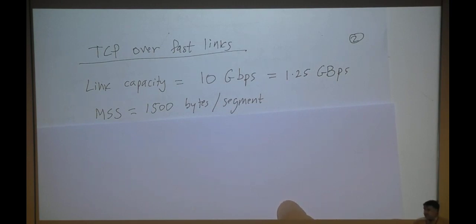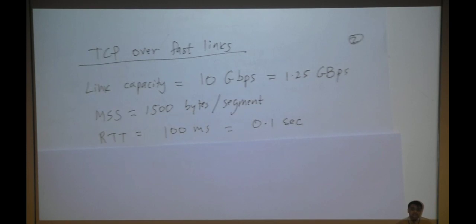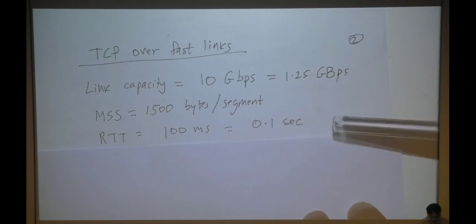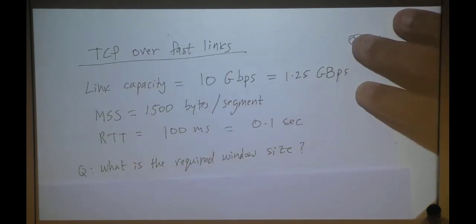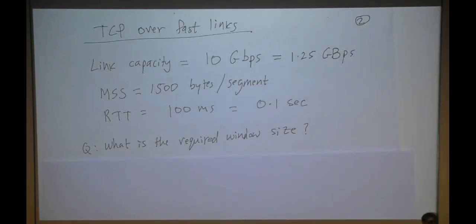We'll try to get some actual numbers now. Let's say I have 1500 bytes, and a round trip time of 100 milliseconds. Again, I'm going to convert that to seconds so I get my units right. Actually, if you want to, you can leave it in milliseconds, and then you will automatically get a rate in kilobits or kilobytes. But for the purpose, let's just convert this to seconds. And I'll ask the question: what is the required window size to fully utilize this link?